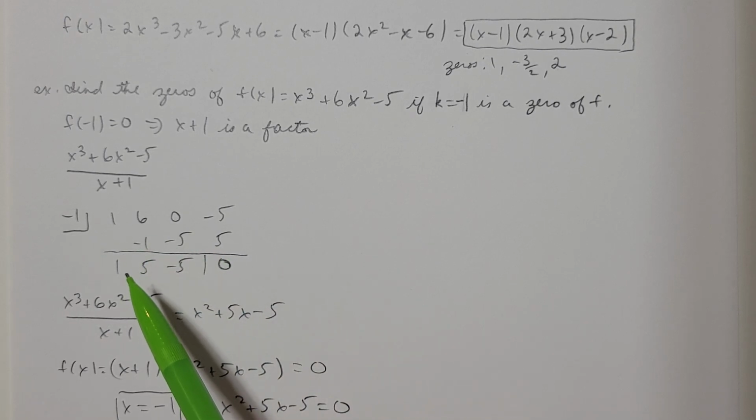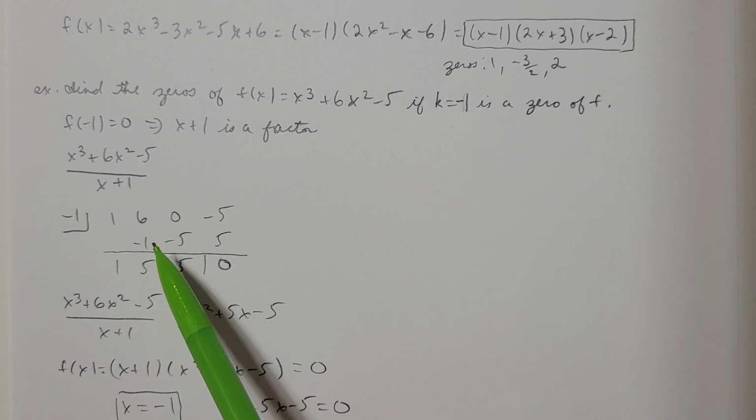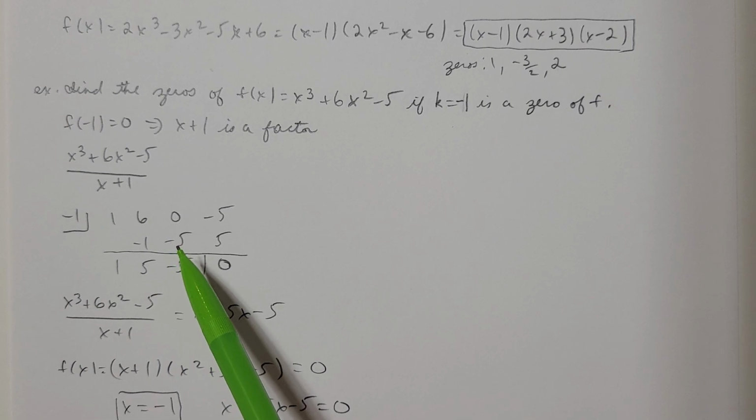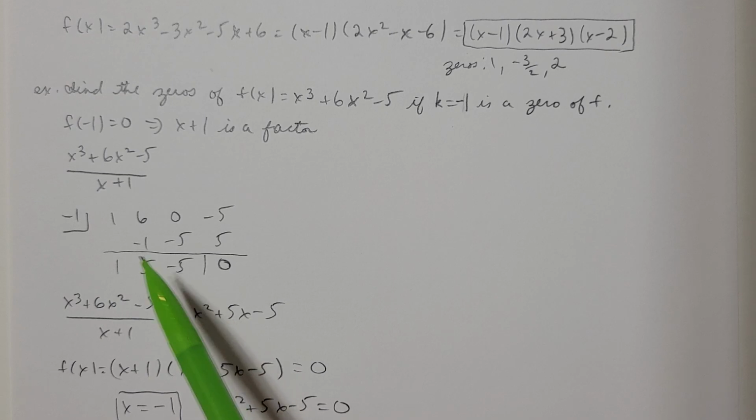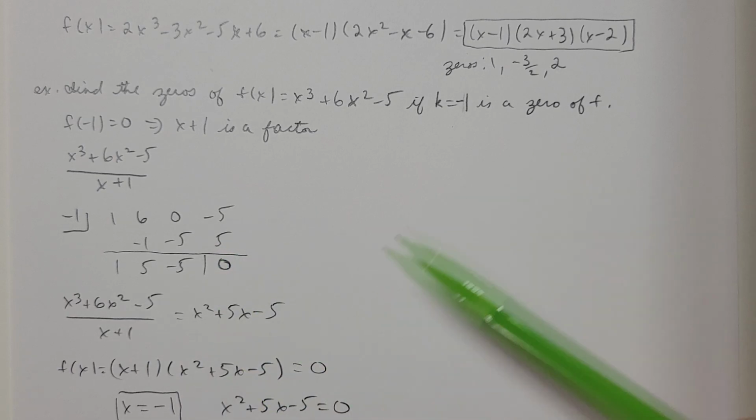So bring the 1 down. 1 times -1 is -1. 6 plus -1 is 5. 5 times -1 is -5. 0 plus -5 is -5. And -5 times -1 is 5. -5 plus 5 is 0 left over. That was good. That's what we expected.